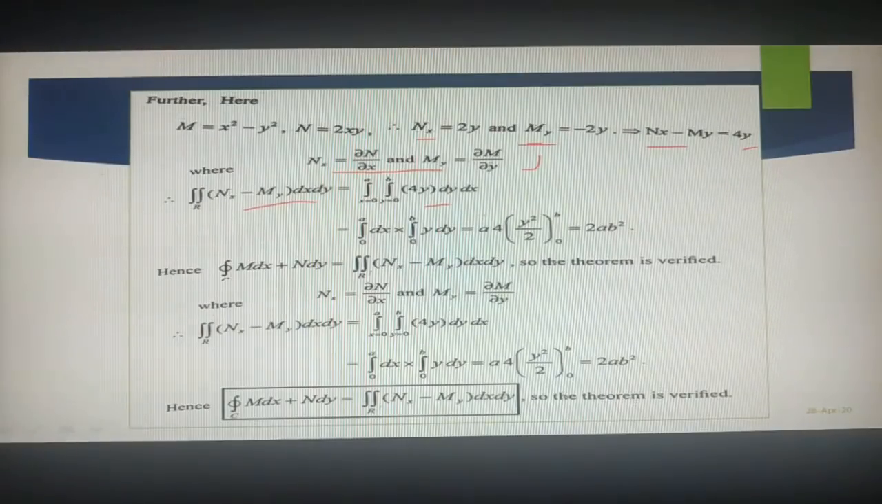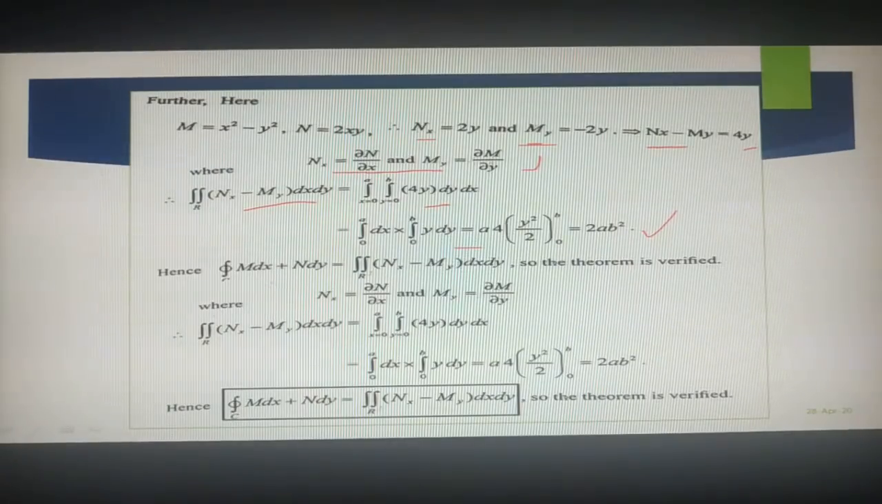See here, because it's a rectangle, both limits are constant limits. X is changing from 0 to a, y is changing from 0 to b. So directly, because these are constant limits, we can separate it and integrate directly. You can multiply and we will get the result, isn't it? So this is your integral value.